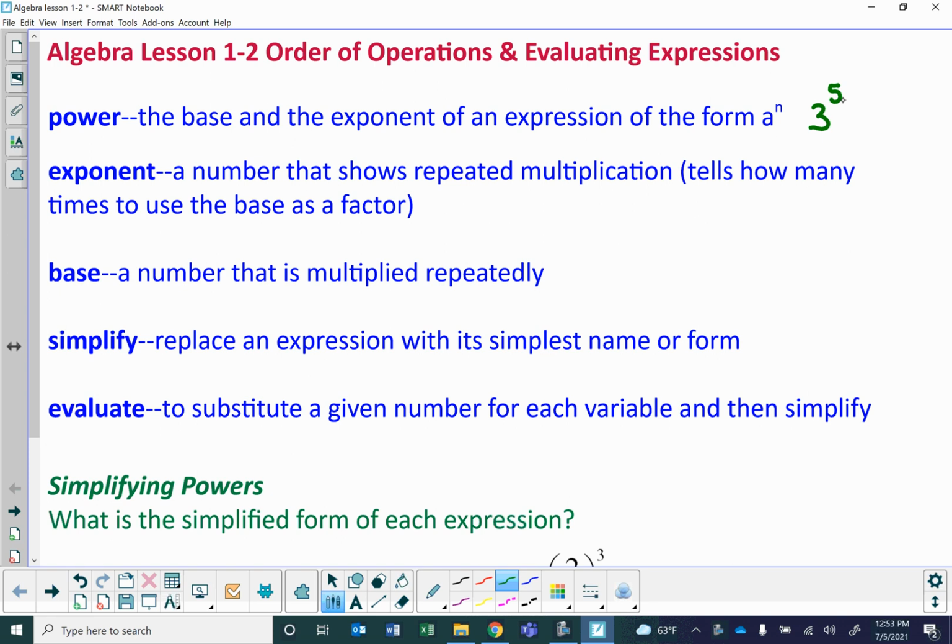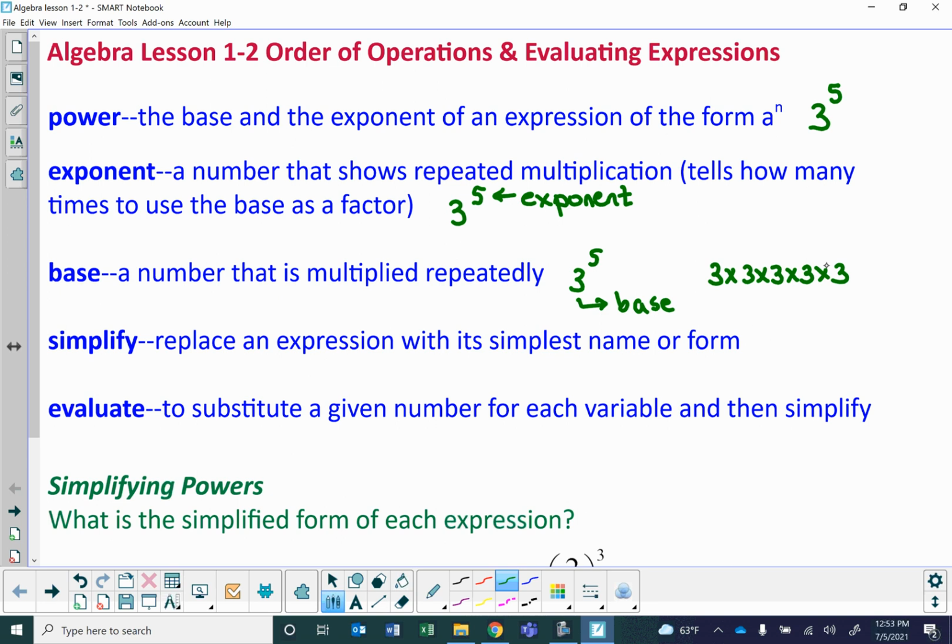The exponent is a number that shows the repeated multiplication. So in the power of 3 to the 5th, the 5 is the exponent. The base is the number that is multiplied repeatedly. So in the 3 to the 5th, the 3 is the base. That means we're going to take 3 and multiply it by itself 5 times. So it looks like that.